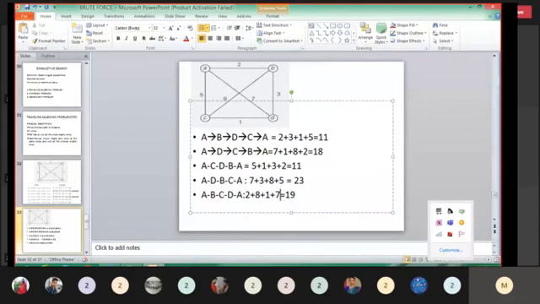Next, what is another path? One more path is there. We have A, C, B, D, A. Yes, A to C, C to B.